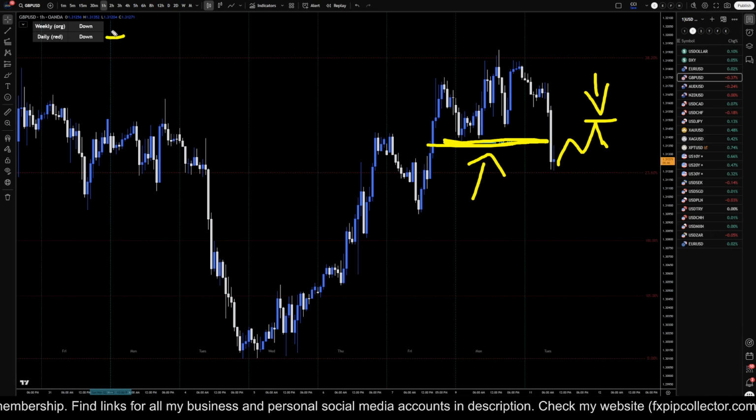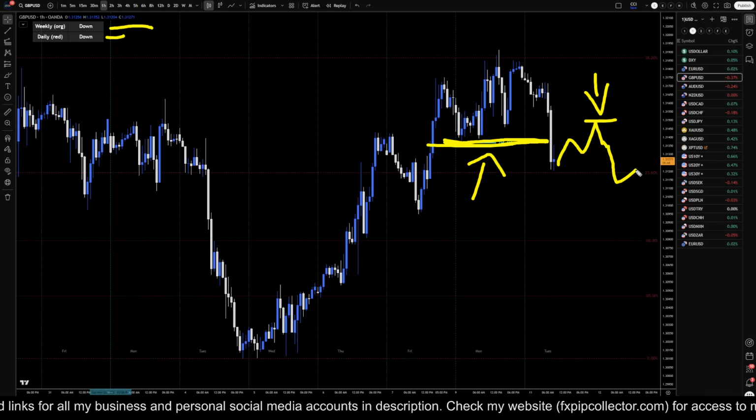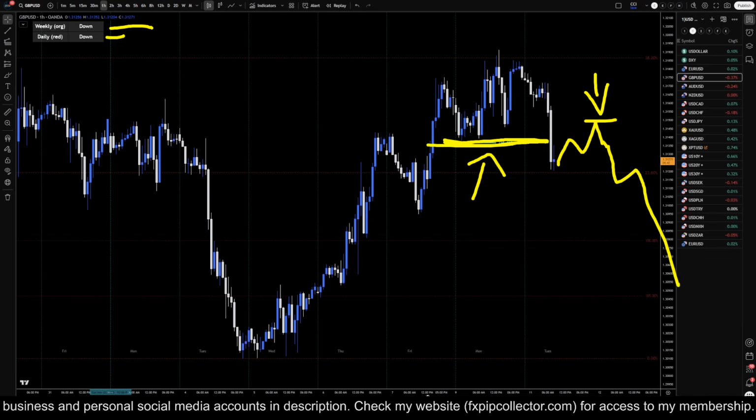The trend is down on the daily, the trend is down on the weekly, and this thing easily, now that we got a break of structure, could continue the higher time frame downtrend.